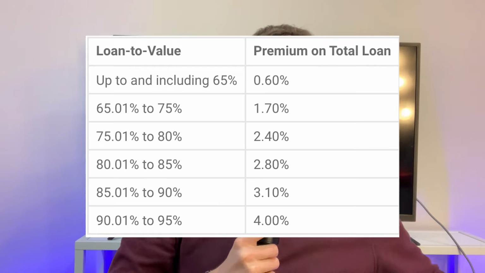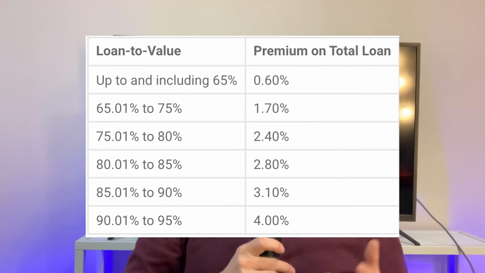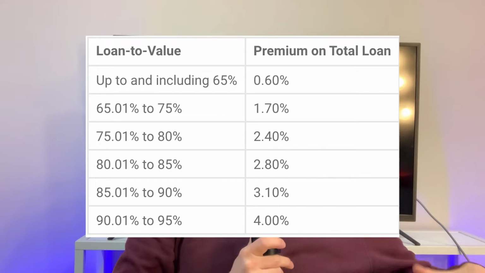But later on in this video, I'm going to share my screen so you guys can see it, and I'll show you what different premiums will look like based on different down payments on different mortgage amounts. The premium tends to range up to 4% of your mortgage amount, and there's a sliding scale based on your down payment. Every 5% down, the premium decreases.